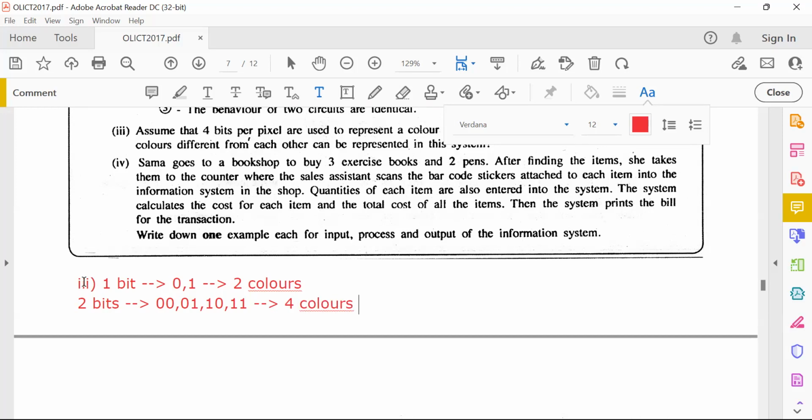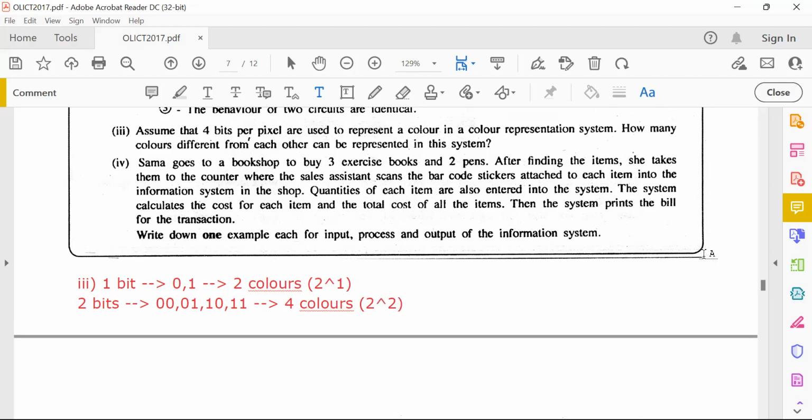Right? Now, Achira, if you have 1 bit, we can represent 2 colors. If you have 2 bits, we can represent 4 colors. So that means if you have 4 bits, how many colors we can represent? Yes. So there's a relationship, right? How do you get 2 colors here? 2 colors means this is 2 to the power 1. This is 2 to the power 2.